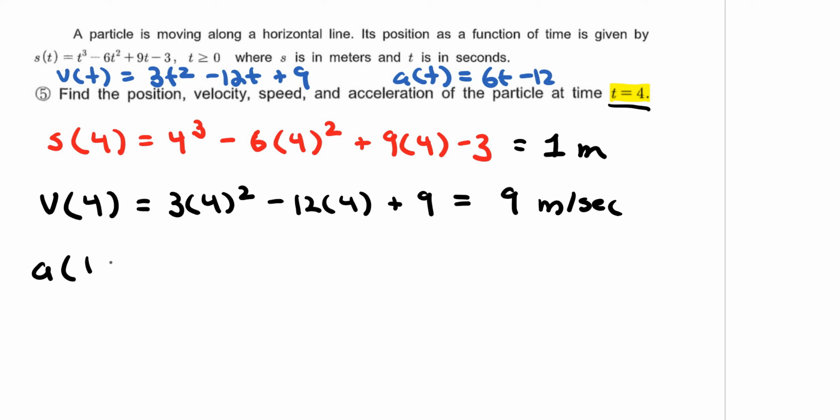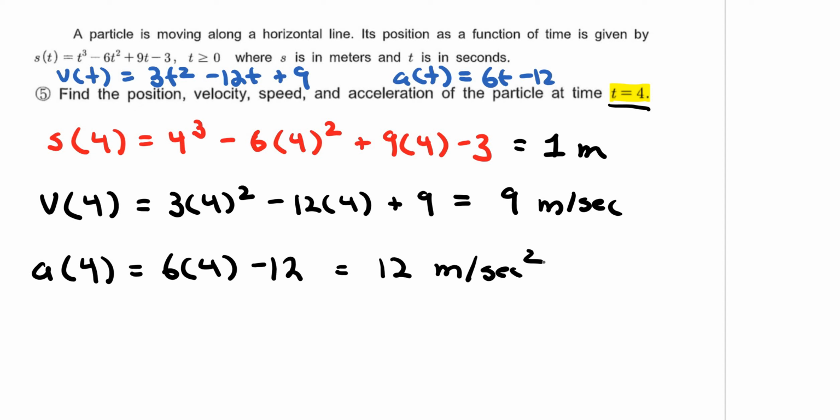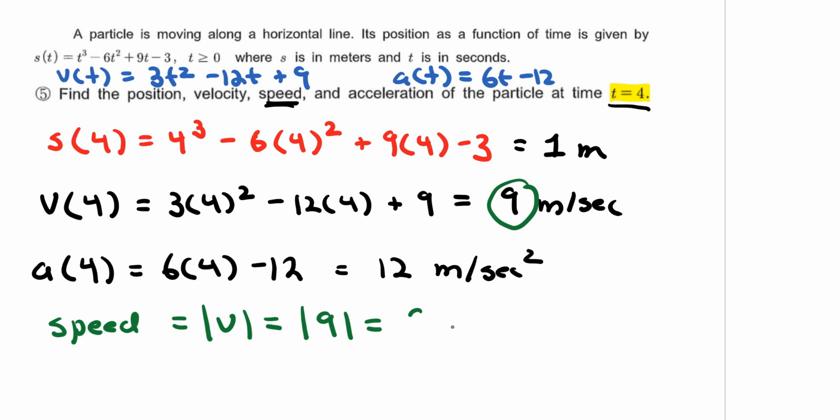If I want to find my acceleration now, sorry, not a of t, but a of 4, we're plugging 4 into my acceleration function. So that's going to be 6 times 4 minus 12. We're taking our answer from part 3, and we're just plugging 4 into the polynomial. And if we do that, we get 12, and the units for acceleration are meters per second squared. Okay, and we also need to find the speed here, which I forgot. So speed is really the absolute value of your velocity. My velocity was 9, so the absolute value of 9 is still going to be 9 meters per second. Okay, so that's it for question number 5.